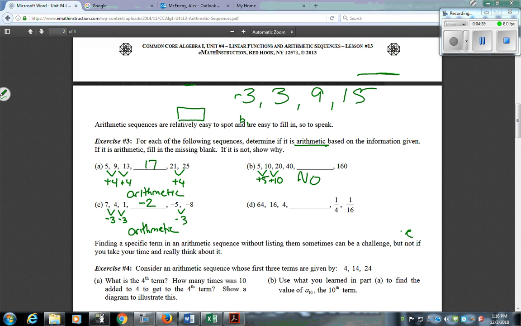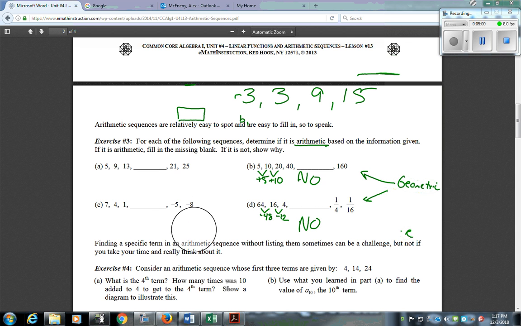And the last one, we're going down. So we're going down by 48, and we're going down by 12. Well, in that case, this one's going to be a no as well. And we'll talk about B and D in the next assignment, because these are going to be what are called geometric sequences.